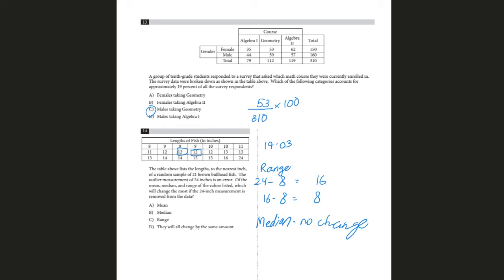So the initial mean is 12.47. For the new mean, you just remove the 24 and decrease the total number of fish to 20. The new mean is 11.9. That is not at all a big jump. So the greatest jump is happening in the range, which gives your answer as C.